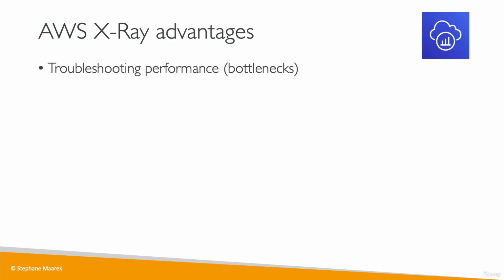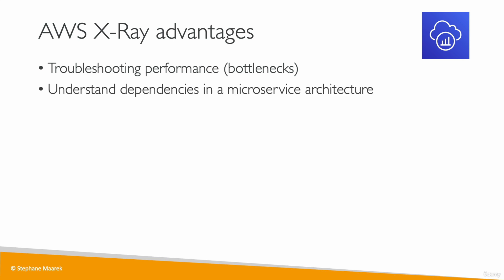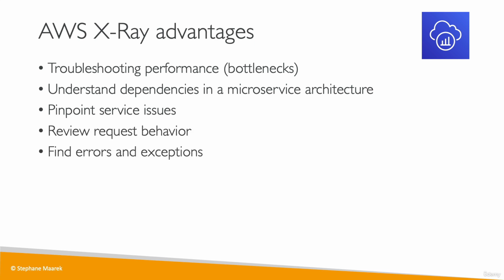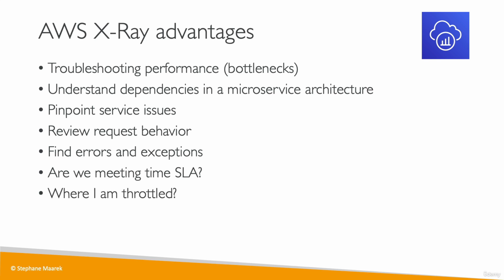So the X-Ray advantages are to do troubleshooting of the performance through the bottlenecks, or to understand the dependencies in a microservice architecture because they're all connected, as you saw in the previous graph. We can pinpoint a service issue with tracing, and review a specific request behavior and find the errors and exceptions for that request. We can know if we're meeting or not our service level agreement or SLA, meaning are we replying on time for all the requests, and if we are being throttled, if we're being slowed down, where is it happening, in which service, and finally, which users are going to be impacted by these outages.